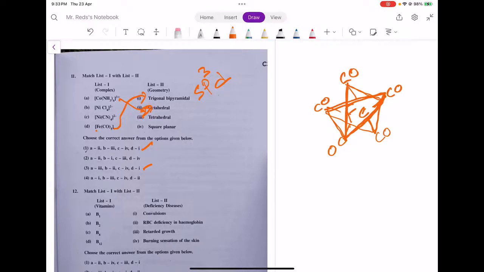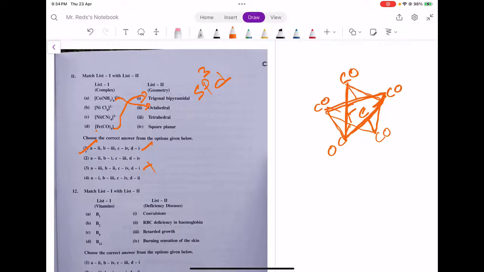A is 2. Where is A is 2? Okay, A is 2. D is 1. A is 2. In which option is A is 2? In option 1, A is 2. But in option 3, A is 3. So option 1 is the correct answer.